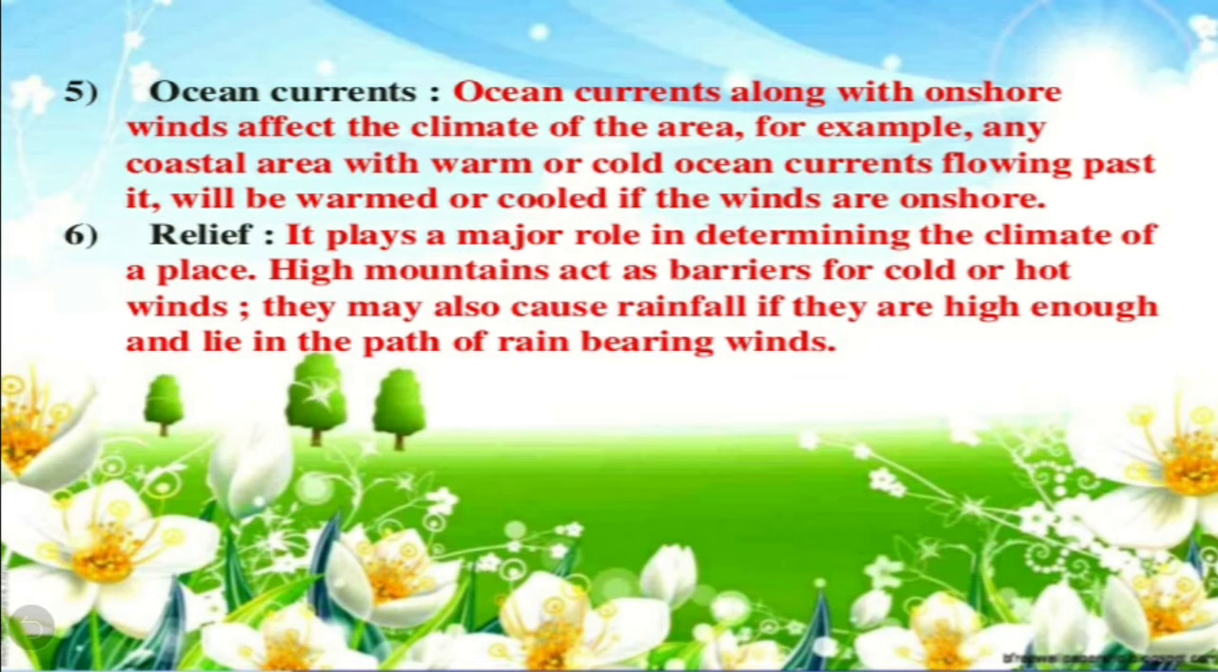So what does it mean? Relief plays a major role in determining the climate of a place. And we all are very much familiar, children. High mountains like the Himalayas act as barriers for cold or hot winds. These mountains may also cause rainfall if they are high enough and they lie in the path of rain-bearing winds. So altogether these are the 6 major factors which affect the climate of a given place.